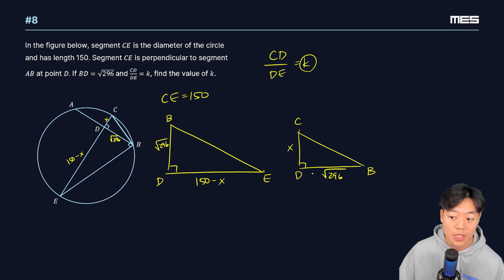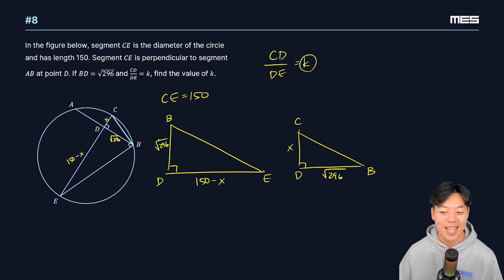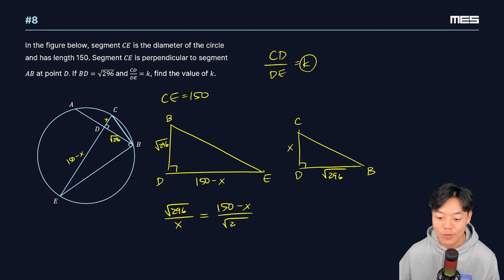Notice how these two triangles share the side BD. One's here and one's here. And now we can set up a beautiful proportion. We can set up radical 296 over x is to x as 150 minus x is to radical 296. Now we can use the butterfly method here, cross multiply or multiply both sides by the denominators, whichever of those ideas or skills that you like to use, any of them work, but eventually you will get 296 is equal to 150x minus x squared.